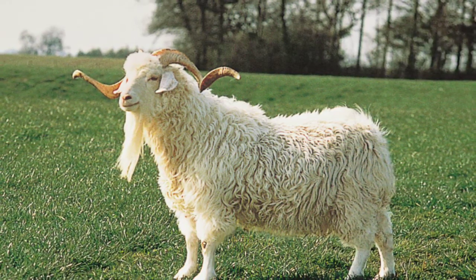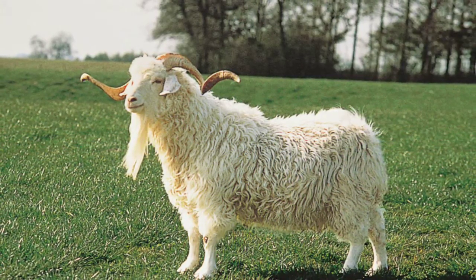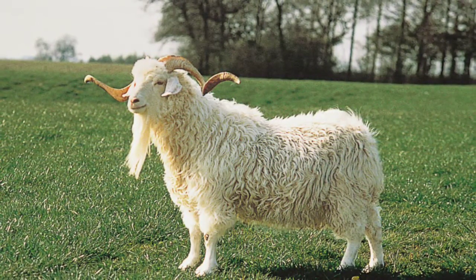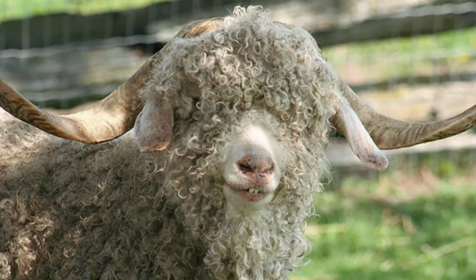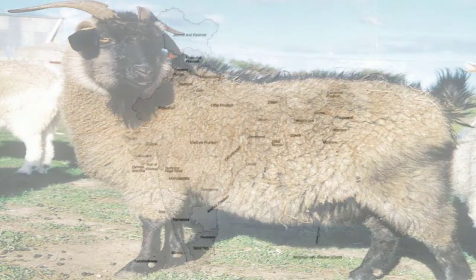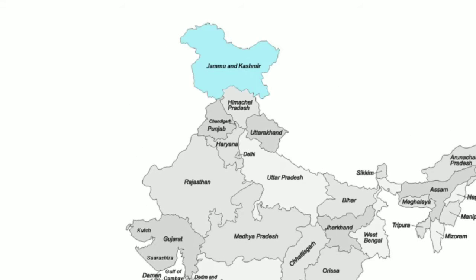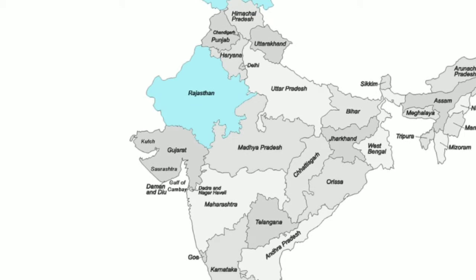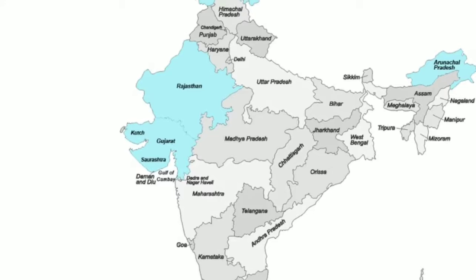Sometimes sheep are selected to gain a breed that has only fine soft hair on the skin and less or no hard hair. This process is called selective breeding. The main breeds of sheep that provide wool in India are Angora goat and Kashmiri goat. Sheep are reared all over India in order to acquire wool from them, such as in Jammu and Kashmir, Rajasthan, Arunachal Pradesh, and Gujarat.